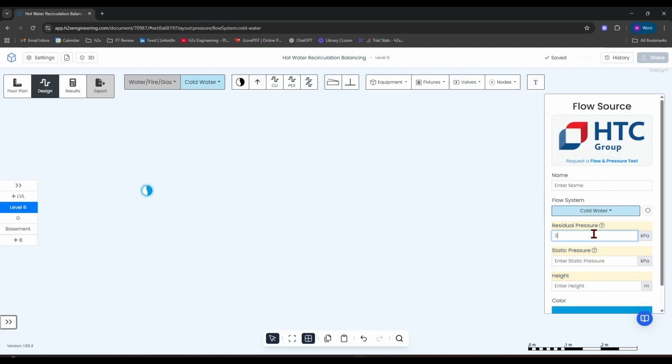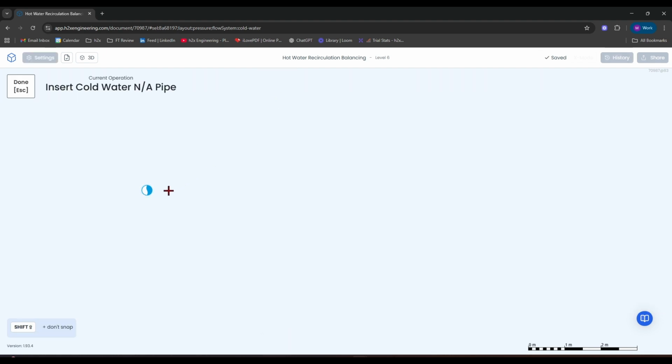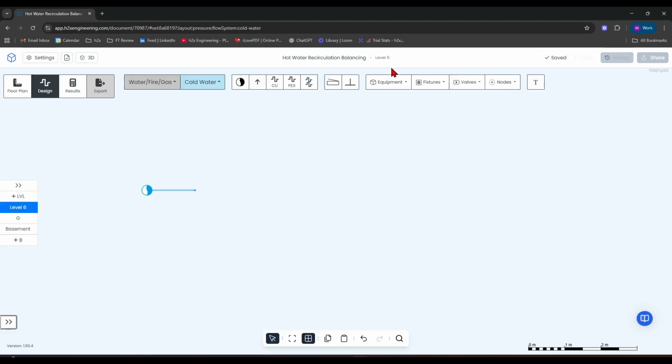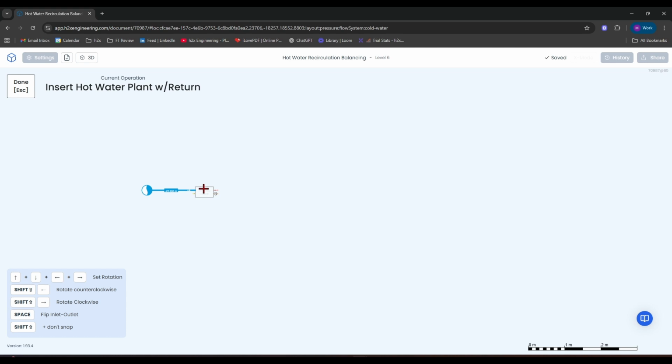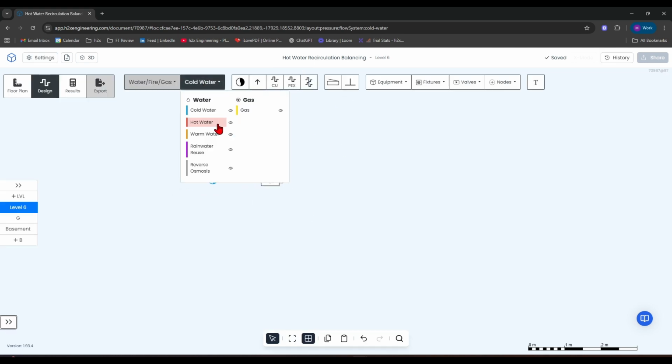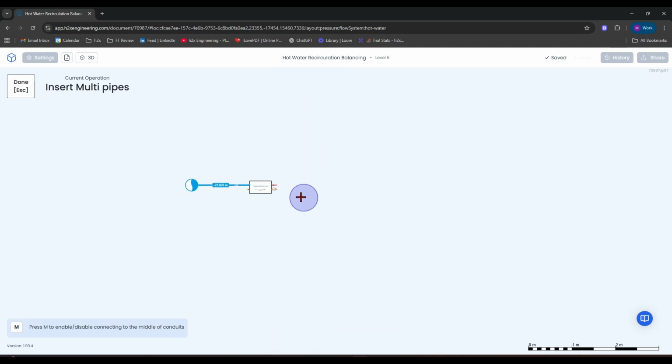Right, so if we get started, we'll model out a simple hot water recirculation system. To start off, we need to have a residual and static pressure and height above floor with a flow source. We'll draw that into the back of a hot water plant like that, and then we'll start to draw our hot water recirculation from there.